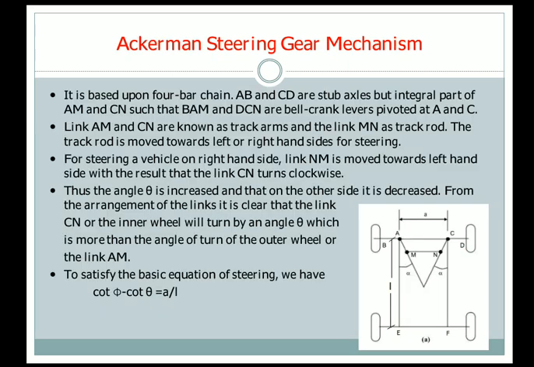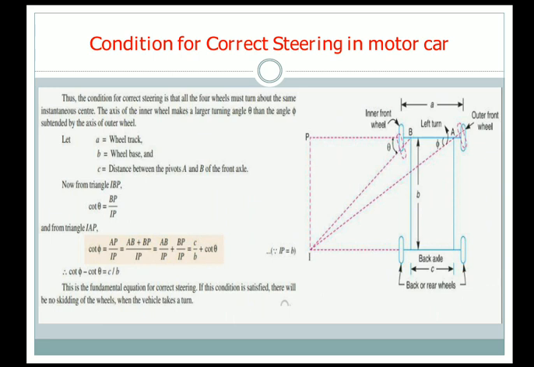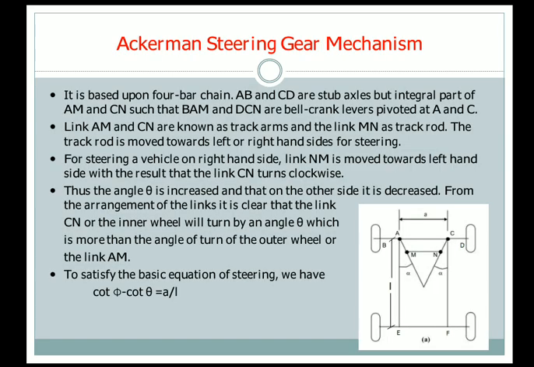So next, the important concept we shall discuss is Ackermann steering gear mechanism. This is the continuation of this mechanism itself. We can see from the figure, AC is the front axle and EF is the rear axle, and there is a new link called MN. So AC, CN, MN and MA are the four links, and these form a 4-bar mechanism.